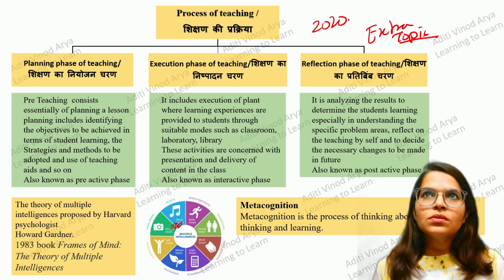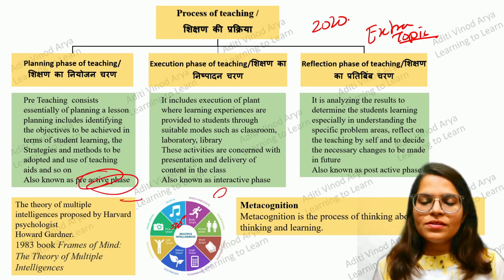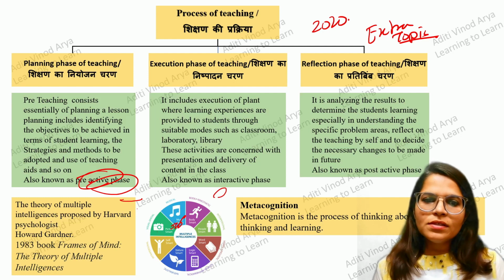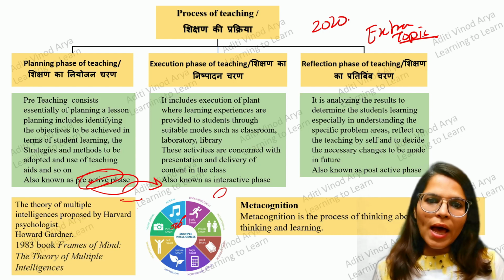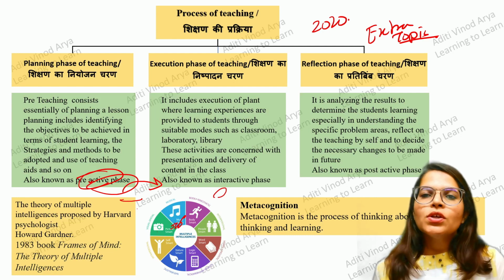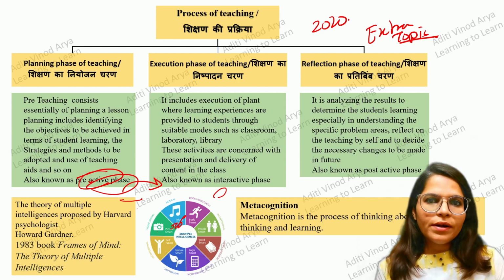So, this is also known as the pre-active phase, as written here. And once the pre-active phase is done, we can directly move towards the interactive phase, which is also known as the executive phase, and then we'll go to the reflection phase, or reflective phase. So what are these phases? The first thing is the planning phase. The planning phase is whatever the teacher does just before entering the class.